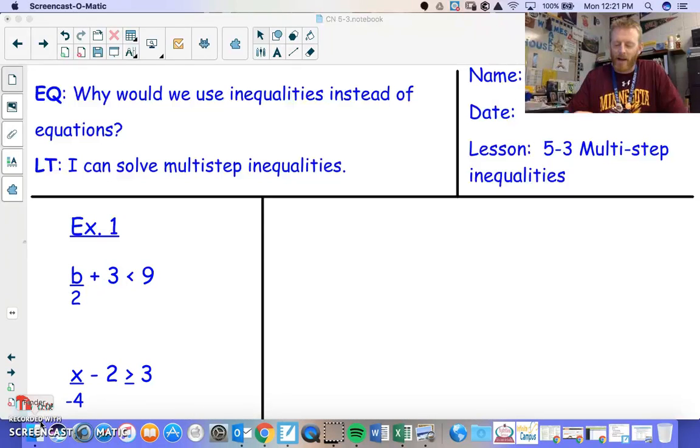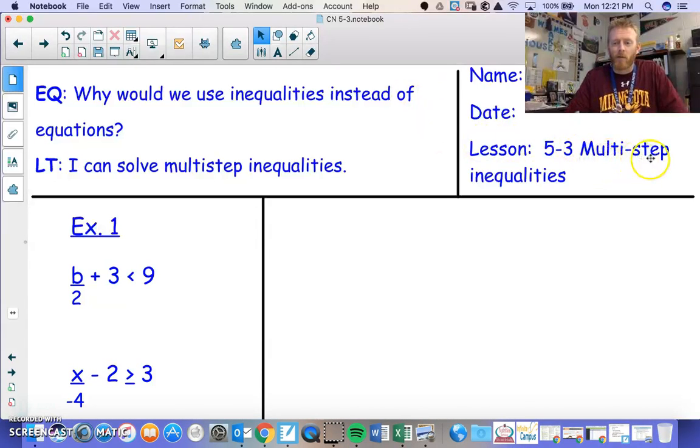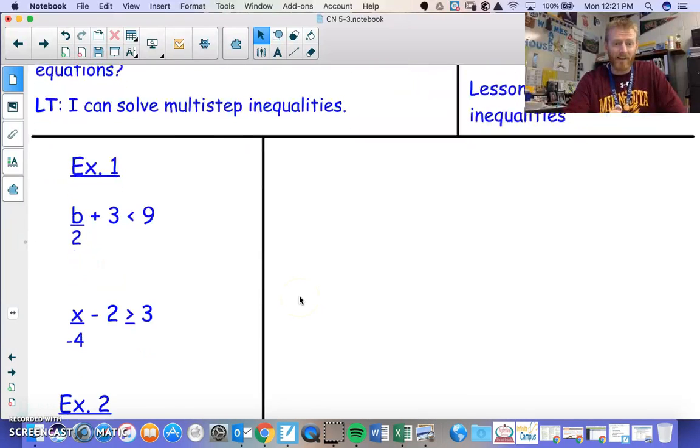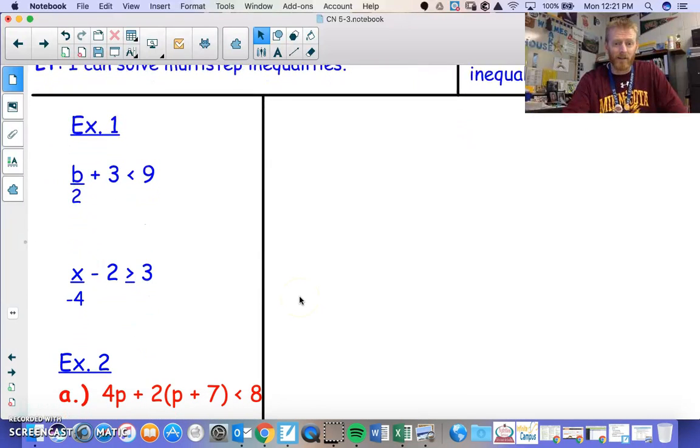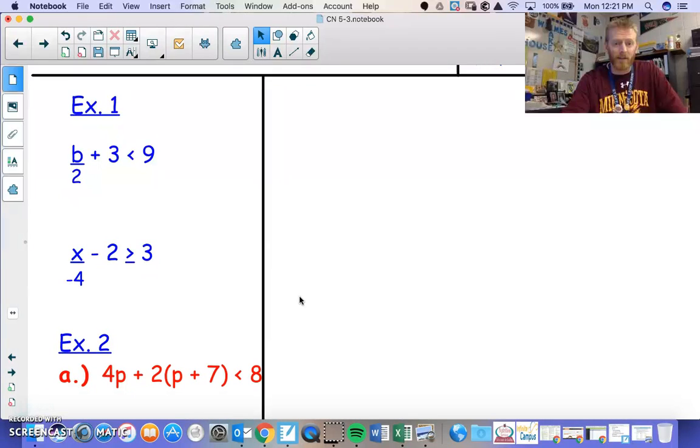Lesson 5.3 is exactly like Lessons 5.1 and 5.2, but we're just going to add one more step to it. In fact, we're going to call this one Multi-Step Inequalities. So our goal is to be able to say at the end of this lesson that you can solve multi-step inequalities. So this is exactly like solving multi-step equations, except for we have those greater than, less than signs.